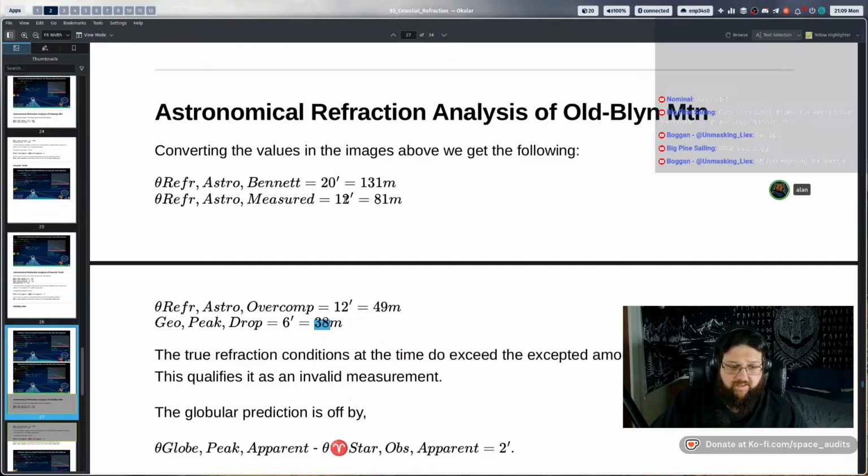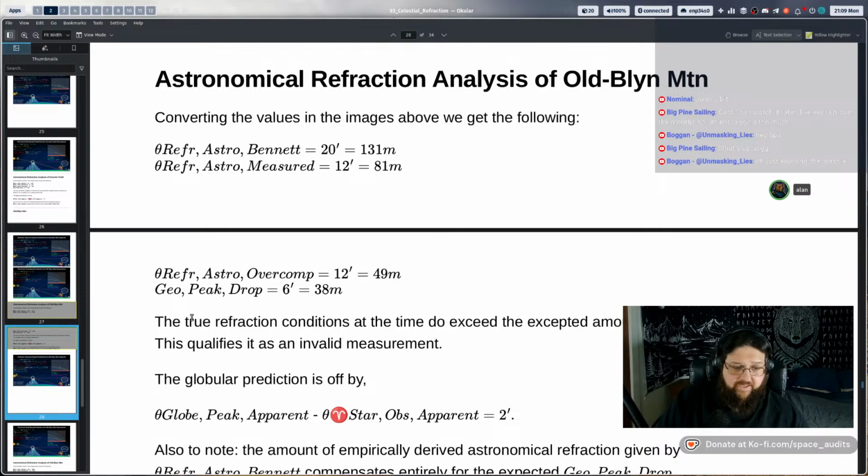Measured the actual measured difference, one of the largest numbers that we've seen, 12 arc minutes, and this comes out to be an 81 meter difference in the refraction measured. Now, here we have the refraction overcompensation being 49 meters. This time, the refraction conditions do exceed the expected amount of drop over distance. So this is an invalid measurement.